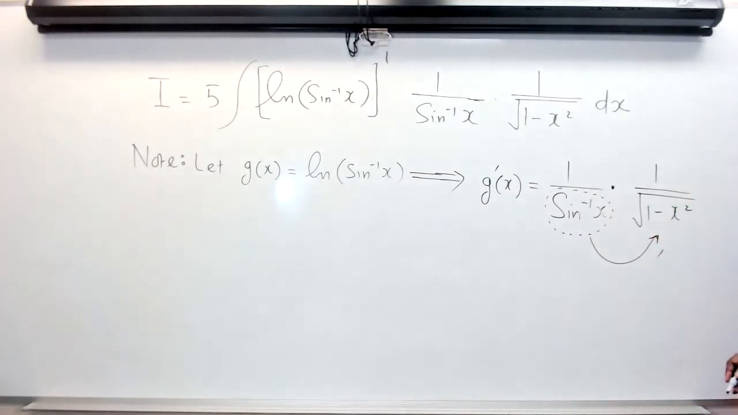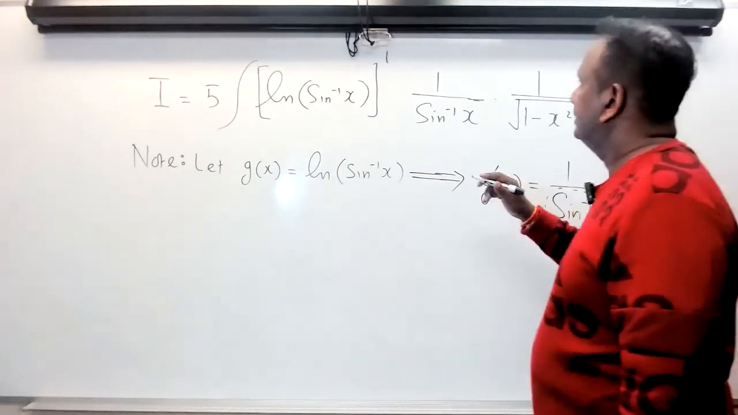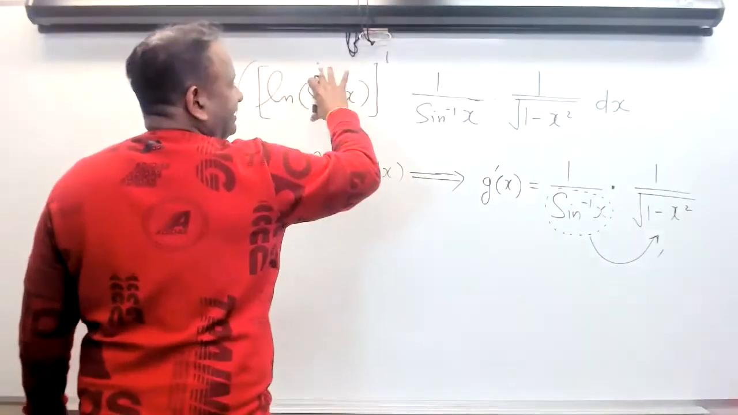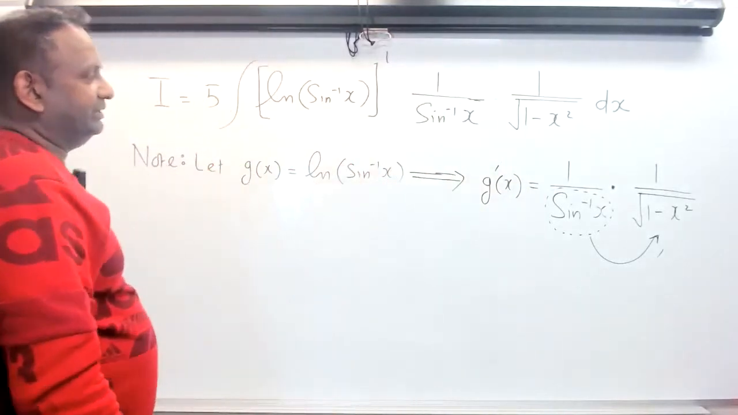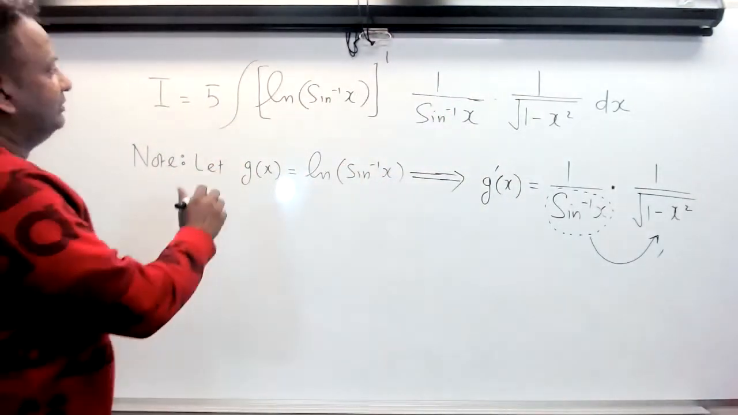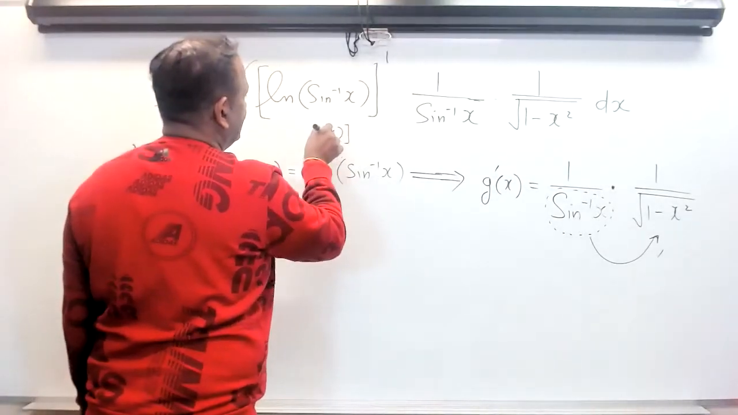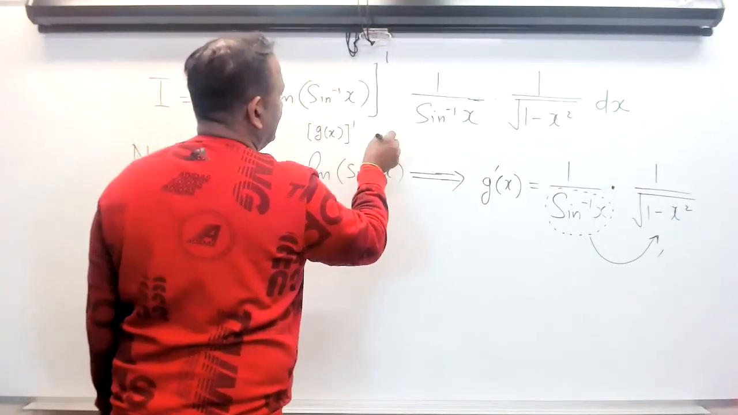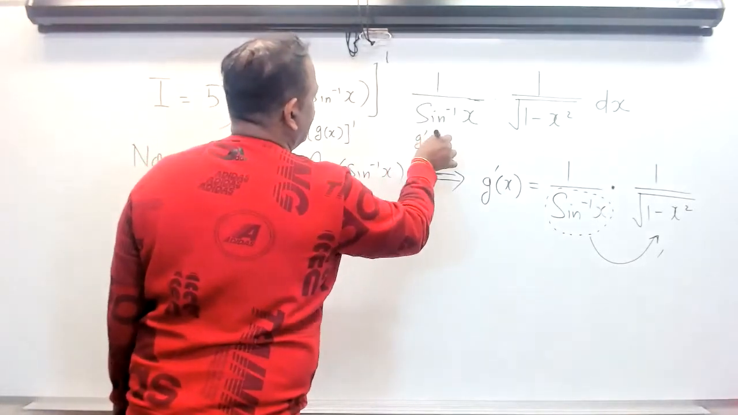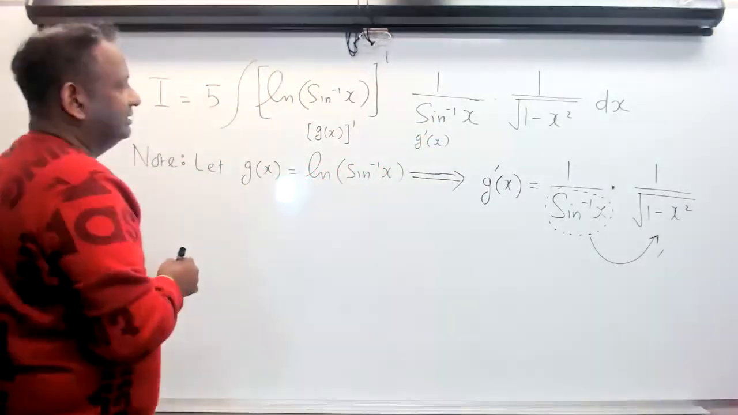So it seems like this is g(x), and its derivative is right next to it. It looks like this is g(x) to the power of 1, and we have its derivative right next to that one.